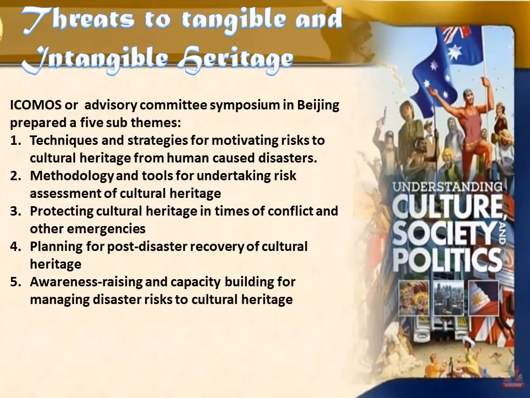So, to prevent these threats to tangible and intangible heritage, ICOMOS or the Advisory Committee Symposium in Beijing prepared brief strategies and techniques for reducing risk to disasters on the following five sub-themes, namely: 1. Techniques and strategies for mitigating risk to cultural heritage from human-caused disaster.